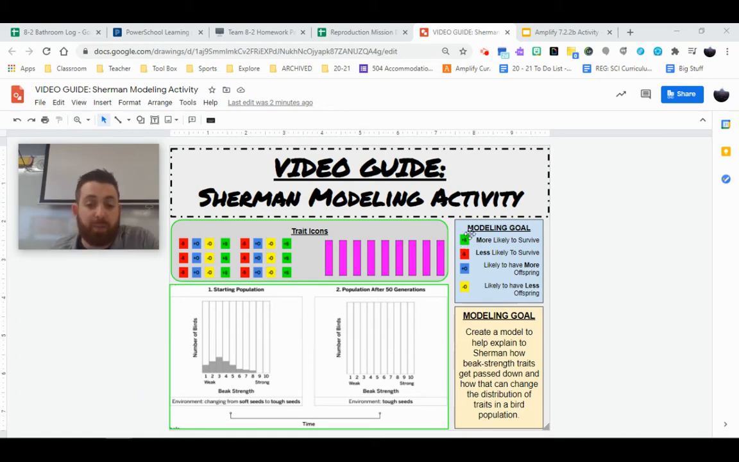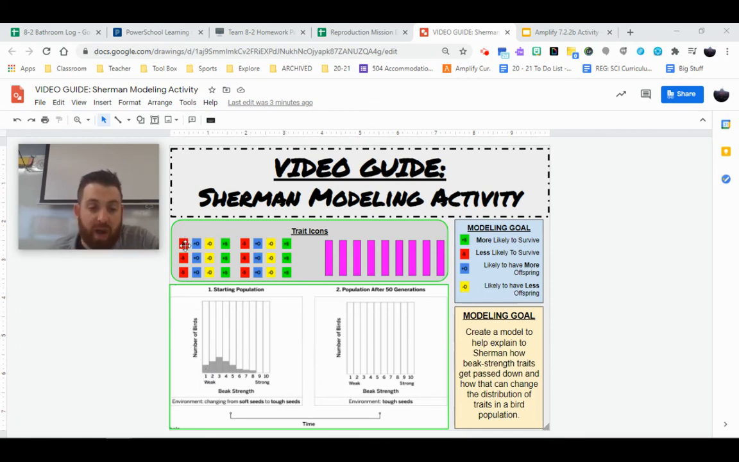Our new icons, they used to be pluses and minuses. Now they're S plus and S minus, O plus and O minus. And notice we have some new colors here too. The S pluses represent which distribution of our bird populations are more likely to survive. The S minus, similar to the minuses, are those less likely to survive. The O pluses are those likely to have more offspring, and the O minuses are those likely to have less offspring. So we know that anytime organisms reproduce, they're very likely to pass on their traits to their offspring.